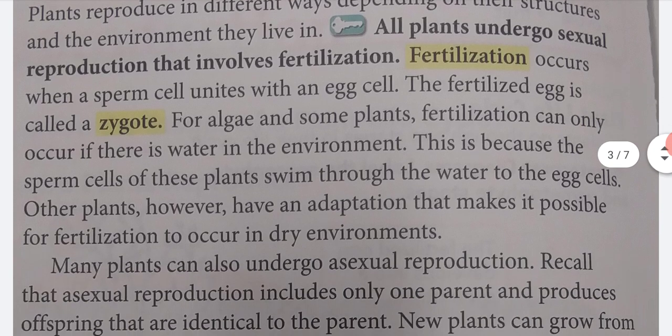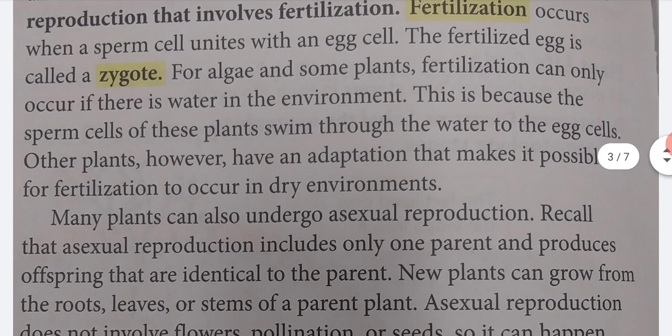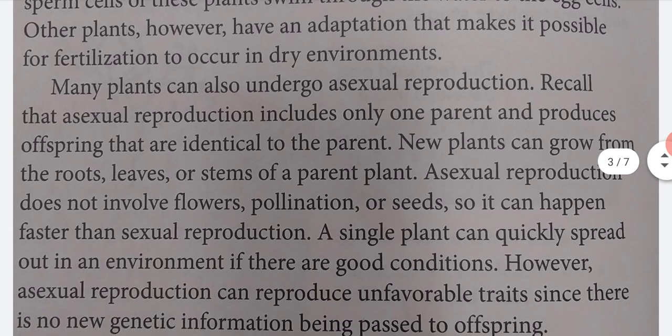For algae and some plants, fertilization can only occur if there is water in the environment. This is because the sperm cells of these plants swim through the water to the egg cells. Other plants, however, have an adaptation that makes it possible for fertilization to occur in dry environments.